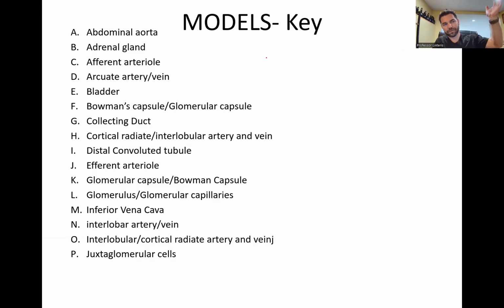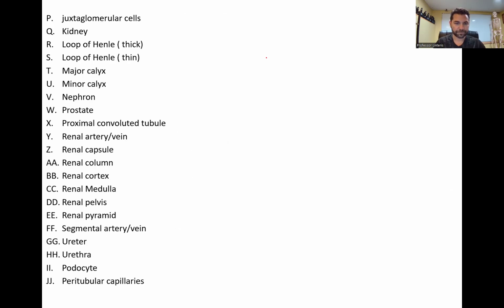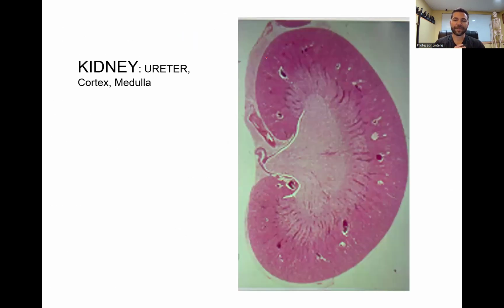There's a key. So all those models, if you want to go back and look at it, you can print this one out and take a look. It's a key that correlates to all those that I was showing you, because I didn't necessarily write them on there. I just highlighted them for you with the pen. You got it all. Now we'll do a little bit of histology. Not too much, just a little bit.